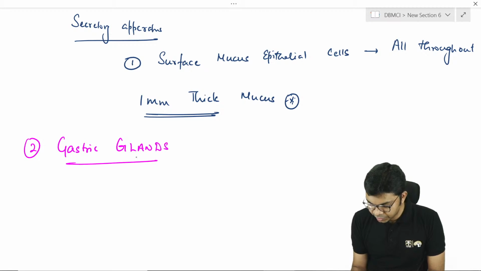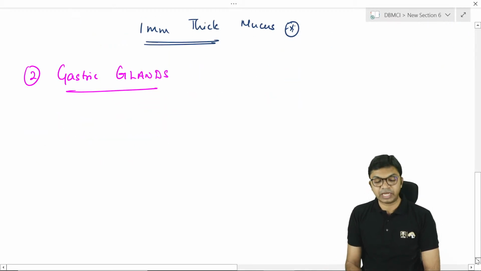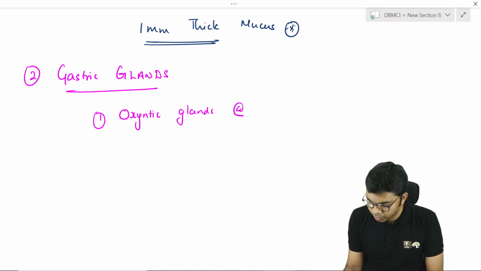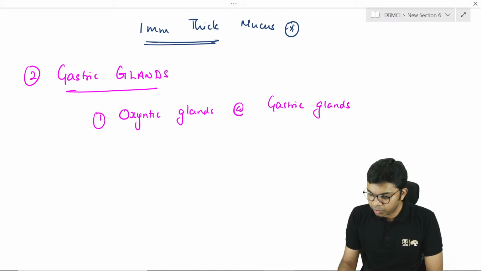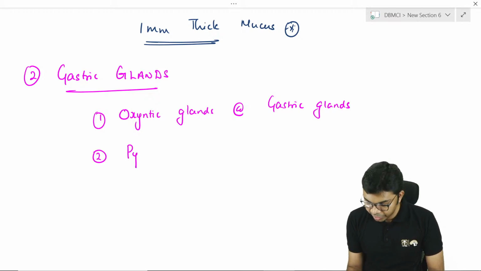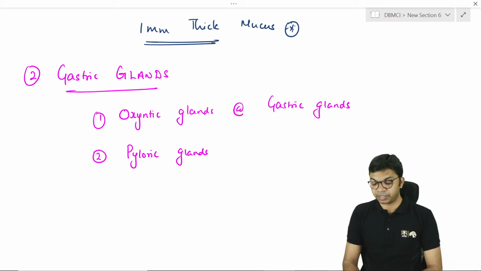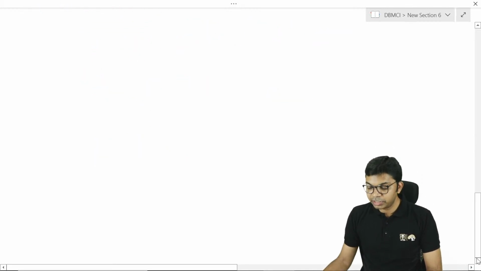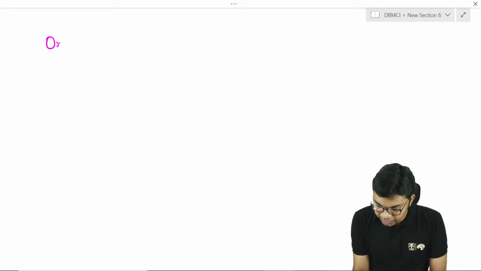Now, when it comes to gastric glands, we have two kinds of glands, doctors. The first one is going to be oxyntic glands, which are also called as gastric glands. Number two, there is going to be pyloric glands. There are two kinds of glands in stomach. The one is oxyntic glands, also called as gastric glands, and the second one is pyloric glands. What are the differences? Let us take up oxyntic glands first.